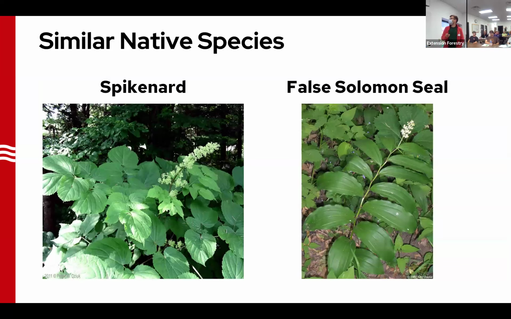Similar species to this native plant: I think spikenard, if you've heard of that plant, tends to be kind of a woody shrub. We may not see it a whole lot, but it's got a very similar flower structure. This is native. This could be a great replacement. Or false Solomon's seal. This might be a little bit more common where we see it in our woods, but it's going to be a lot smaller of a plant. The leaves are going to be very different, and it's not going to grow nearly as tall as that Japanese knotweed.